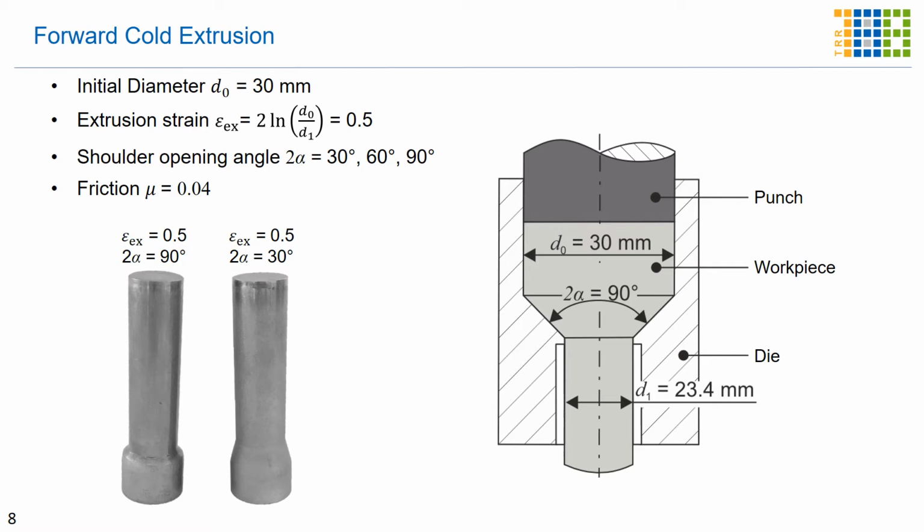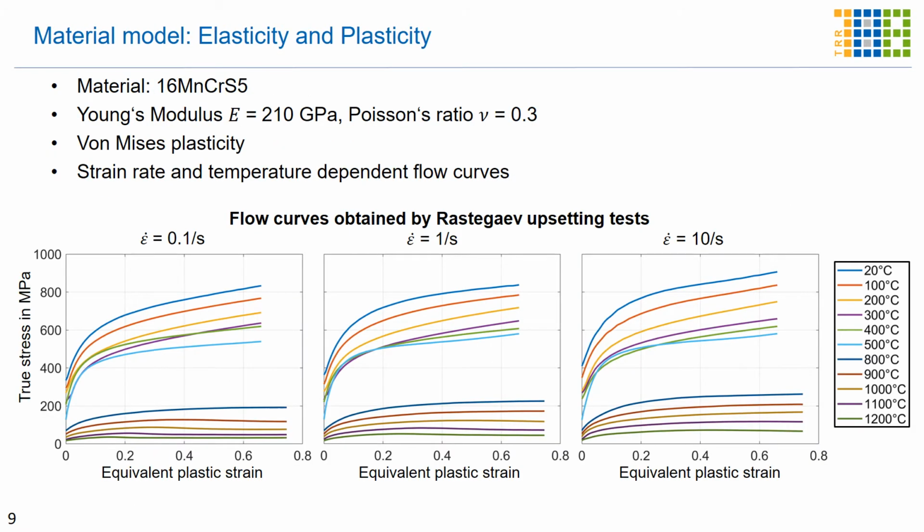Unfortunately, we only have access to an extrusion tool that has an initial diameter of 30 mm, meaning that we have to reduce the initial diameter from the caliber rolled parts from 40 to 30 mm using a lathe. In all the experiments we are using the case hardening steel 16MnCrS5.